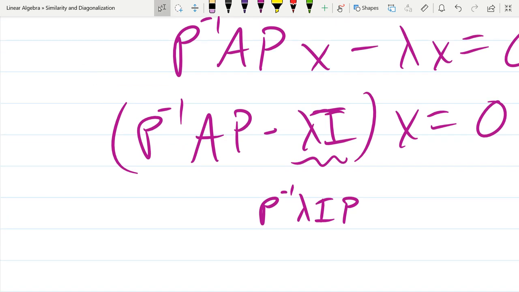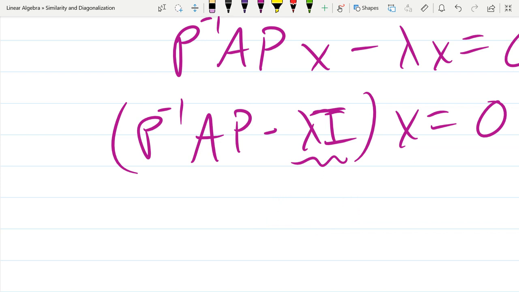Why am I allowed to commute? Well, first of all, why can I commute lambda? Because it's a scalar. Now, I'm allowed to commute the identity matrix mainly because I can multiply by it whenever I want to and just erase it if I don't want it here, because it's multiplying by 1. So the identity basically commutes with every matrix you're allowed to multiply with.